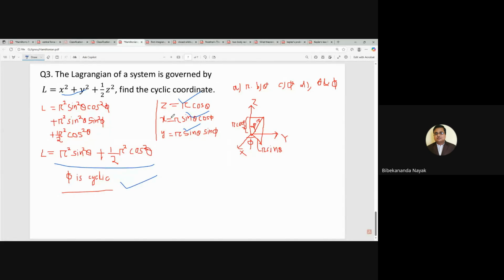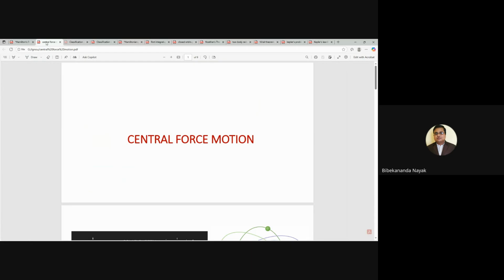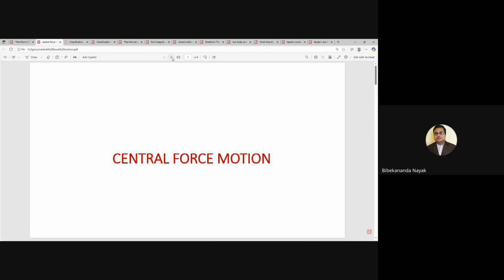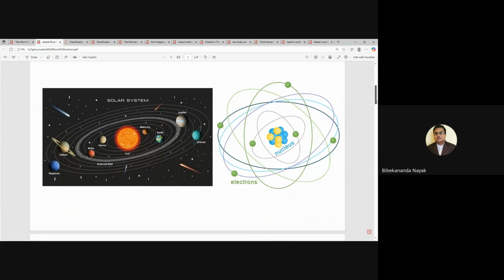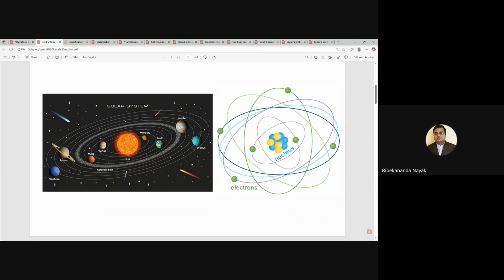Okay. Our next part is actually central force motion. There are two fundamental motions of the universe. One is the rotation of planets around the sun. Another, at the elemental level, is the rotation of an electron around the nucleus.